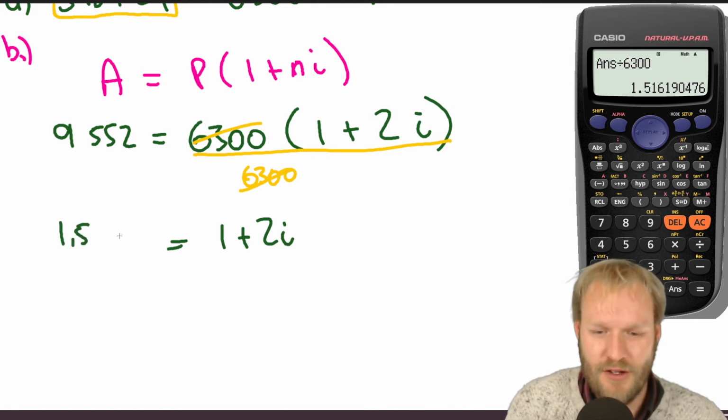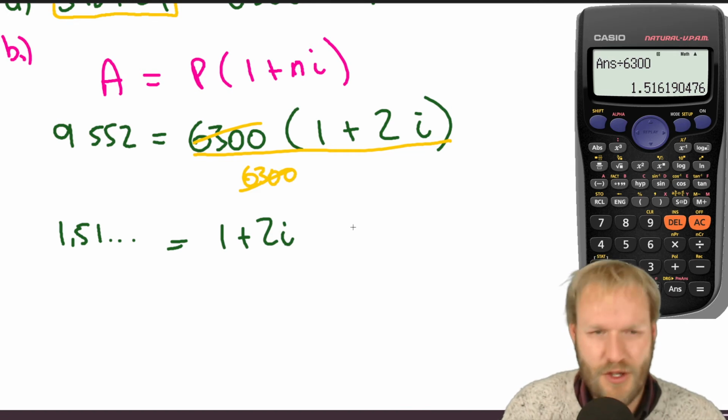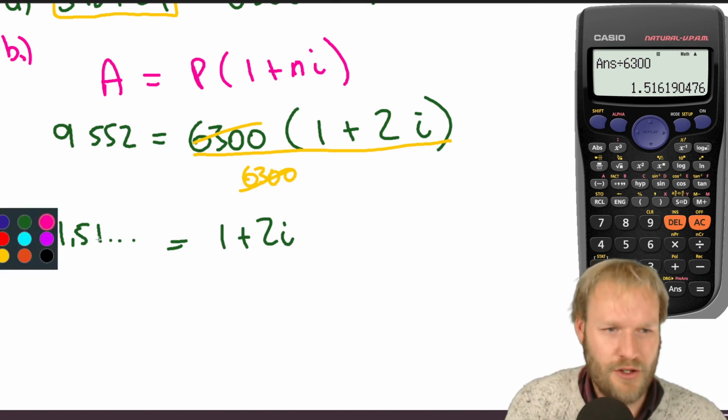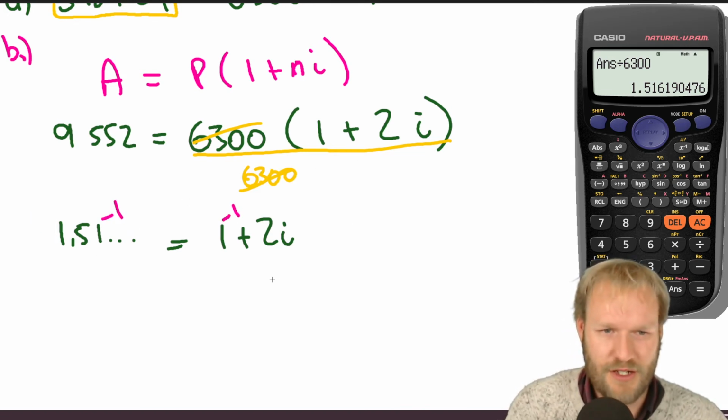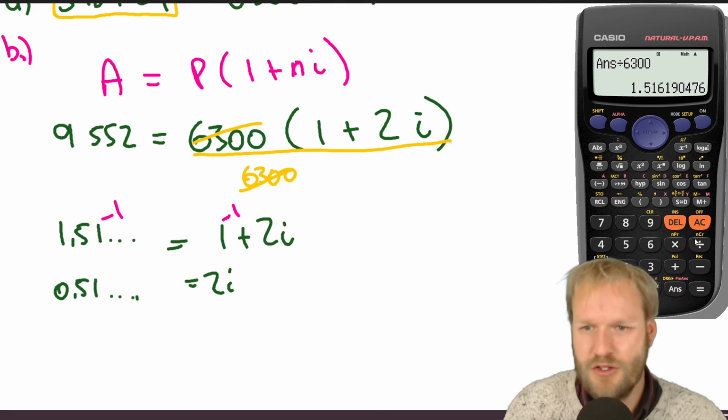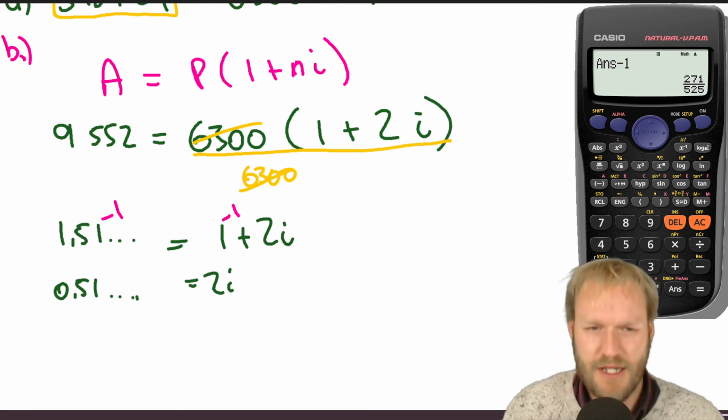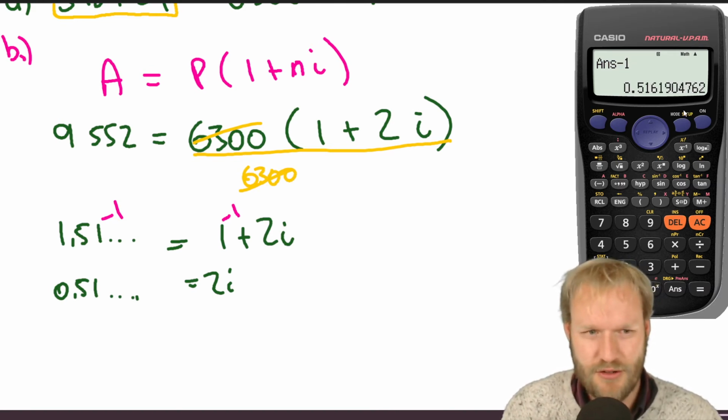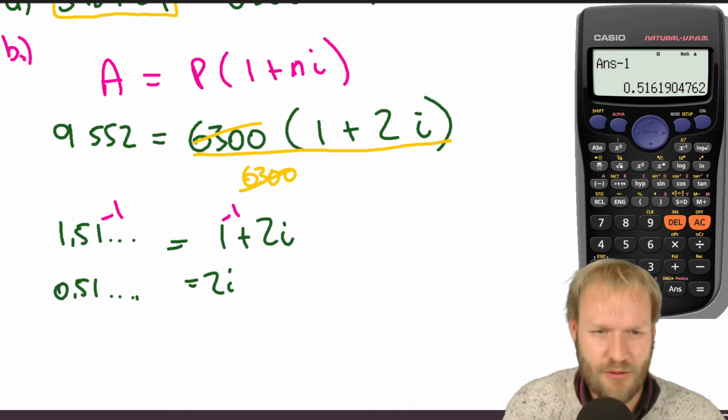1,51, and I'm going to put it in without rounding off yet. Then we want to subtract this 1 from each side, so we've just got 2i. So that's going to be 0,51 and so on. So in our calculator, minus 1 equals. There it's sitting so far. Then we want just i, so let's divide both sides by 2.